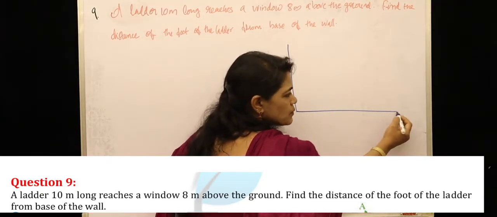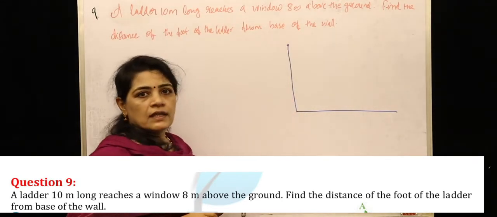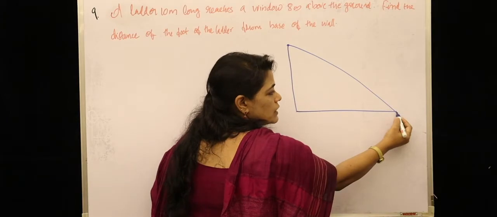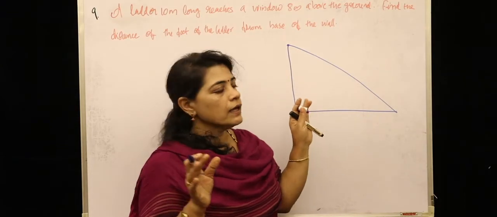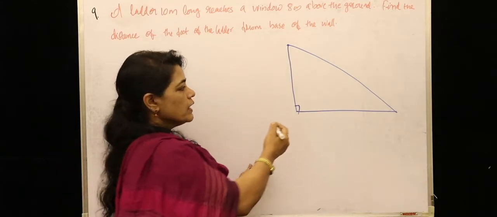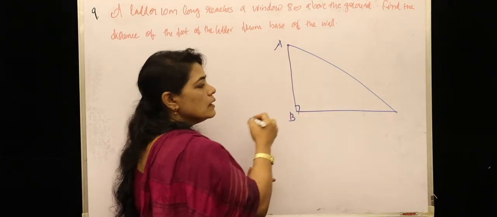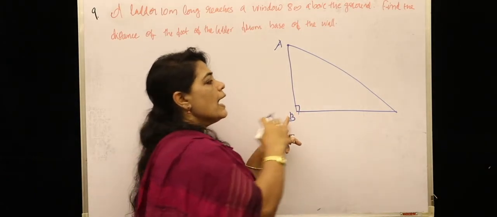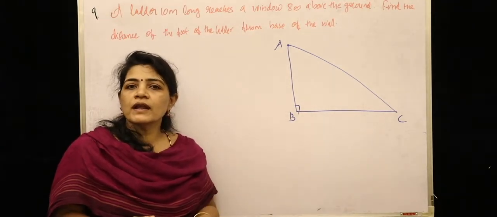Suppose from this point we are placing the ladder towards the window. So we can join the base of the ladder to the top of the window. Here comes the base of the ladder. The window and the ground will make 90 degrees, so we can mark 90 degrees here. The position of the window is A, and the perpendicular between the ground and the window is AB, and here comes the foot of the ladder. So definitely this triangle ABC will form a right triangle.